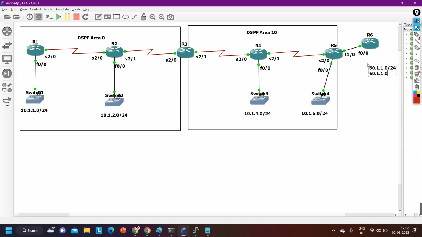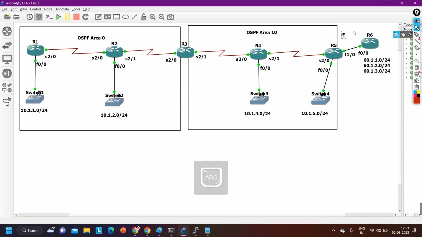Router 6 has some networks, let's say 60.1.1.0/24 and 60.1.3.0/24. Let's say router 6 has some prefixes. First of all, let me configure EIGRP here.